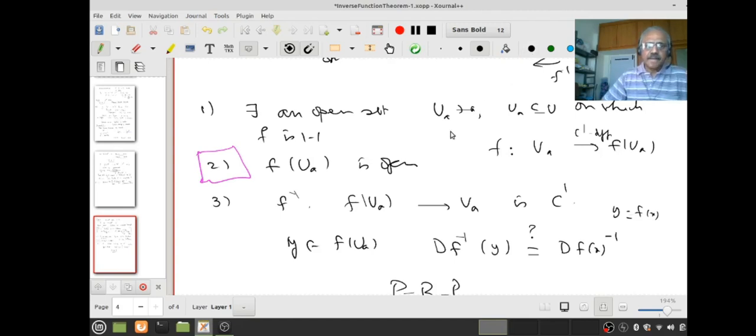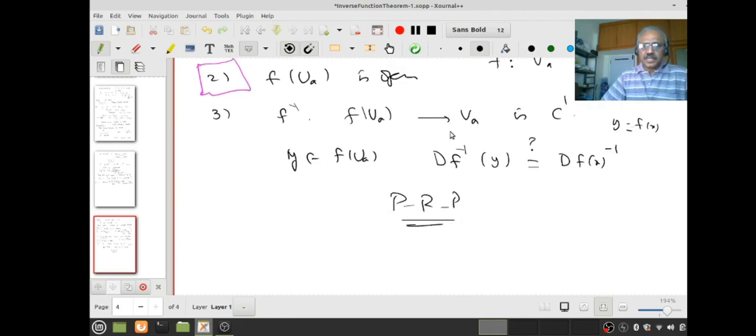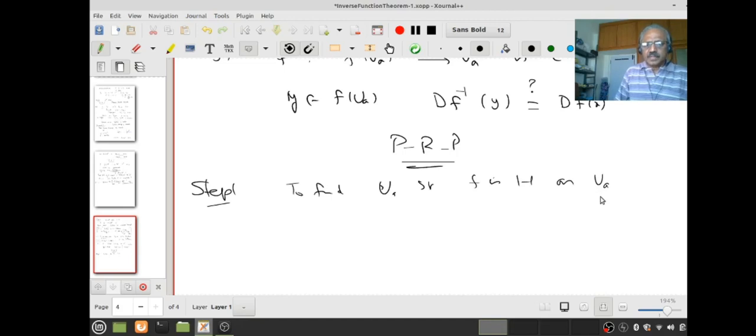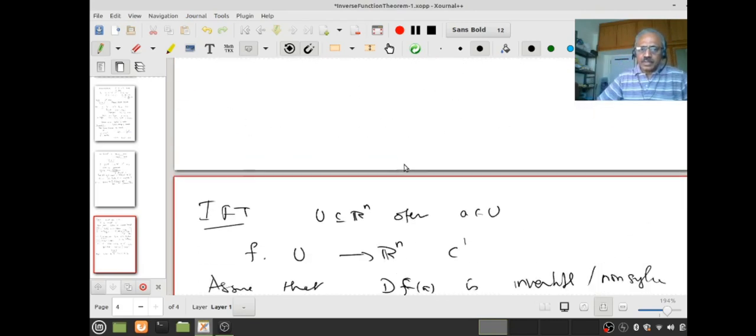Okay, now let's start with the proof. So what do I want to prove? I want to prove the first step. Step 1 is to find UA so that f is 1-1 on UA. At present I will not worry about the rest. Let us do that. When I want to show something is 1-1, let's go back. Even in one variable, if I have something like differentiability, if it's 1-1, and let's assume my n equals 1, what does it mean?